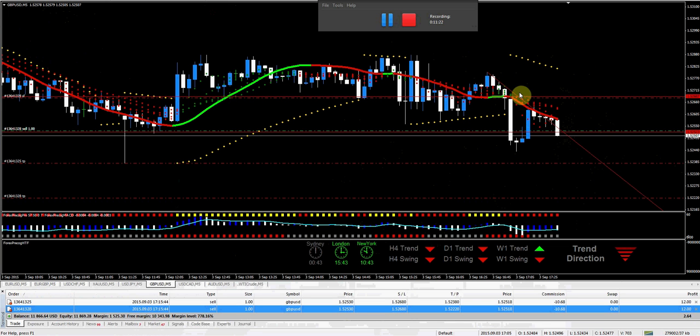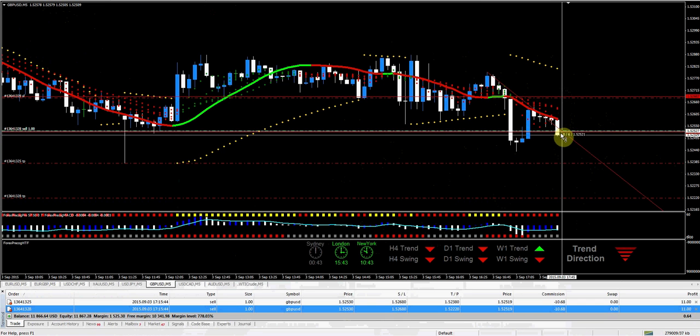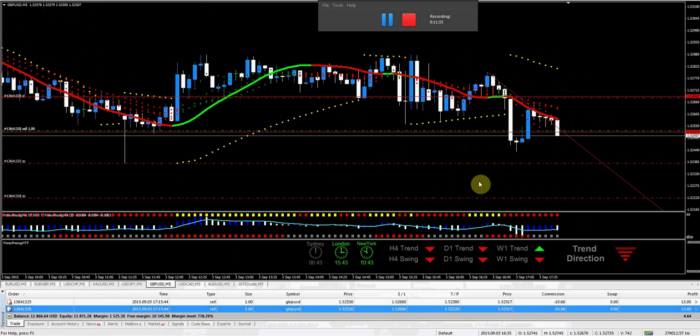Alright guys, as you can see, the market did push back down and get us back to our break-even level. We're actually in profit now a little bit, about 2 or 3 pips. So I'll go ahead and pause it again, and I'll come back with you guys once we get a little bit closer to one of our stops or take profits.